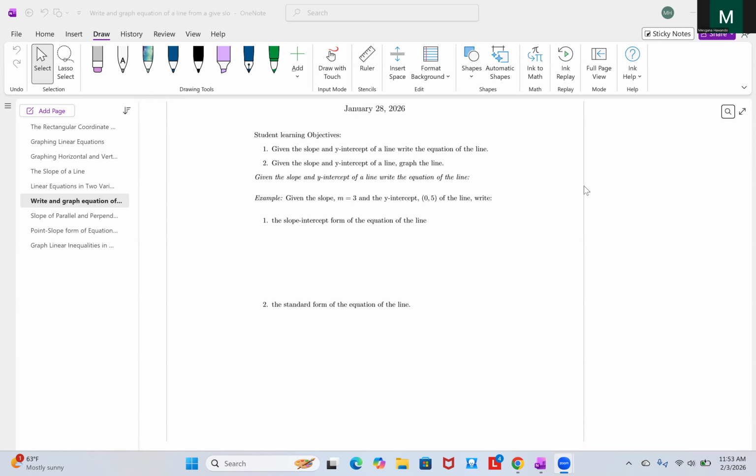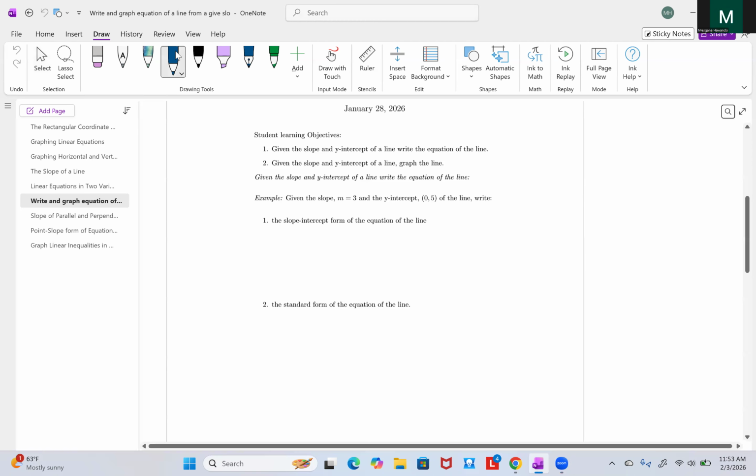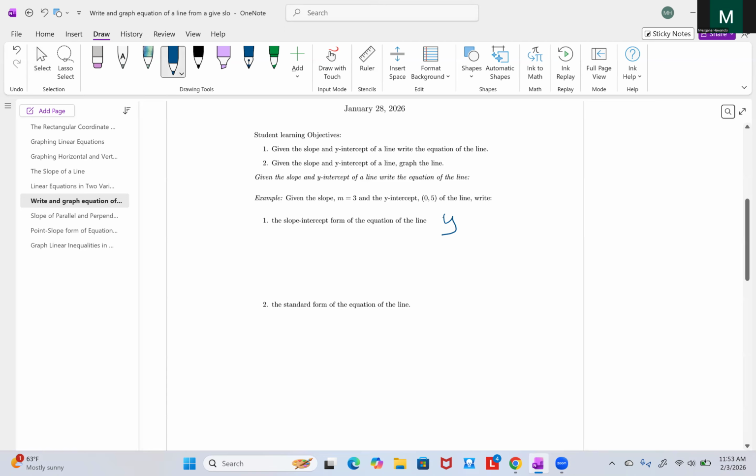Example: the slope m is equal to 3 and the y-intercept is (0, 5). Write the slope-intercept form of the equation of the line. The slope-intercept form of the equation of a line is written in the form y = mx + b. b is the y-intercept, m is the slope.